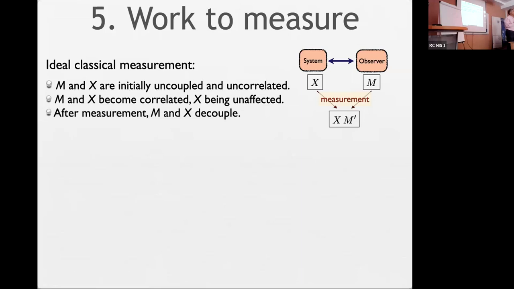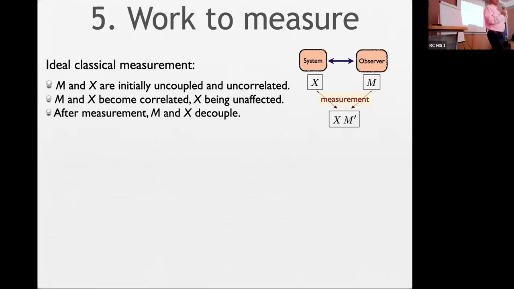This is impossible in quantum mechanics, but in classical mechanics, we can assume that the system is not affected. And we will assume also that after the measurement, M and X are correlated, but they are uncoupled in this physical sense. I mean, they don't have an interaction energy. Of course, to correlate two systems, you need to switch on some interaction. Remember that we are trying to do a physical analysis of this.